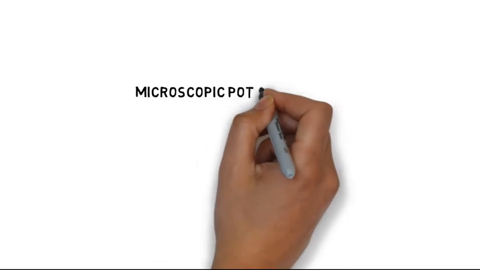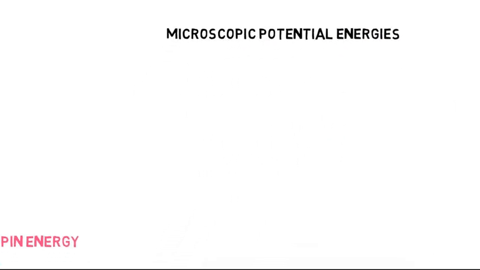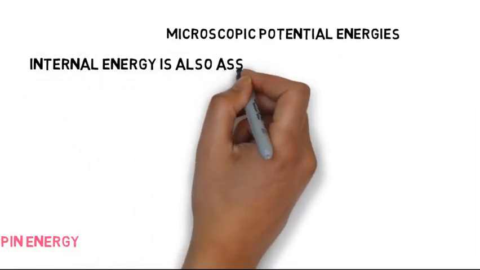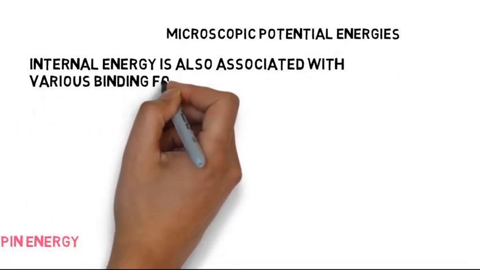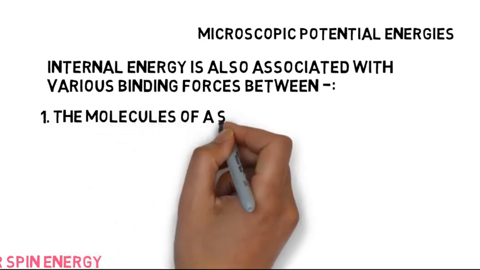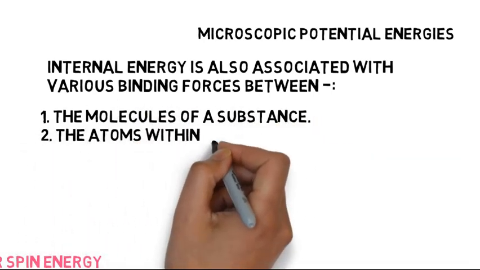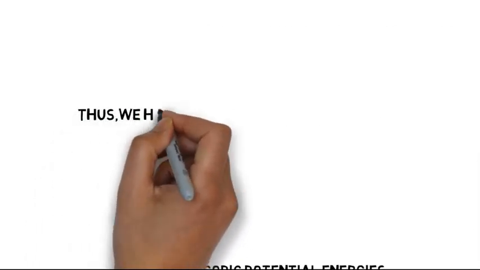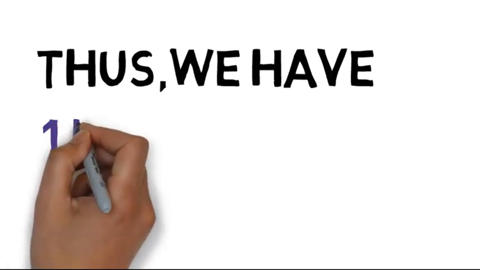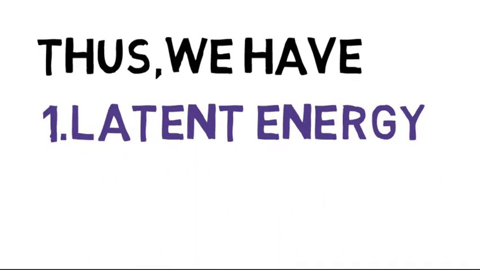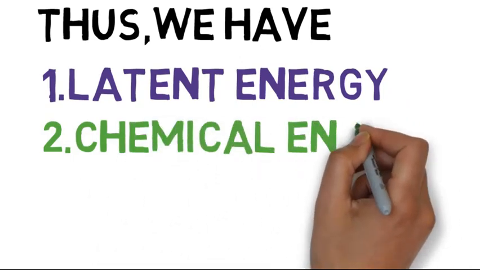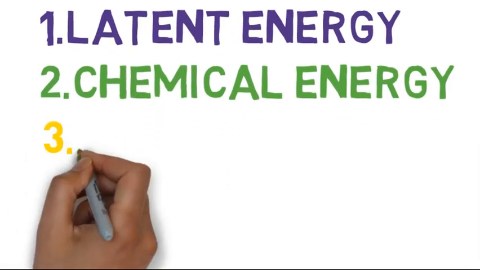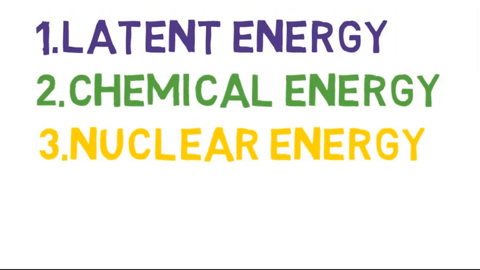Now let us talk about microscopic potential energies. Internal energy is also associated with various binding forces between, first, the molecules of a substance, second, the atoms within a molecule, and third, the particles within an atom and its nucleus. Thus, consequently, we have, first one, latent energy, second one, chemical energy, and third one, nuclear energy. So let us talk about these one by one.